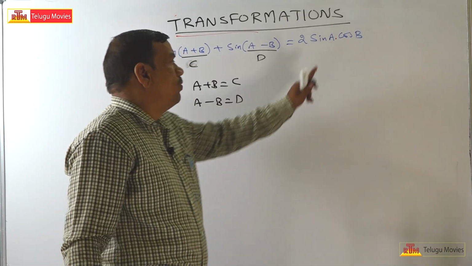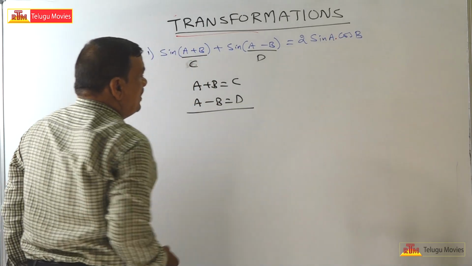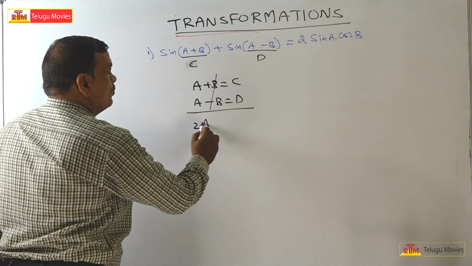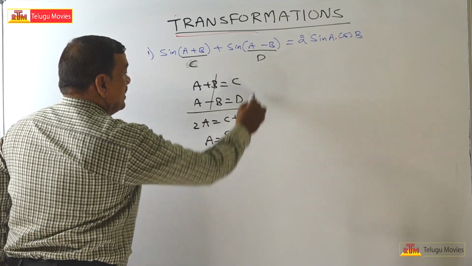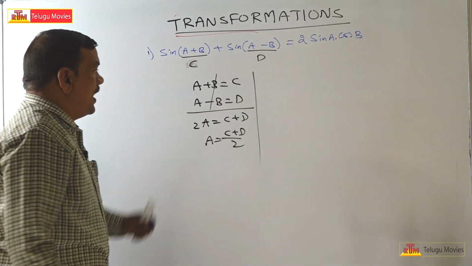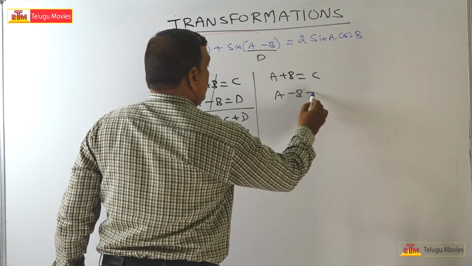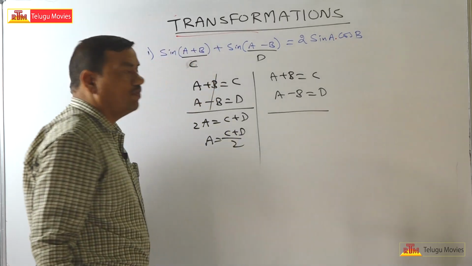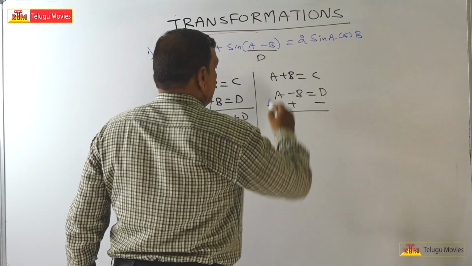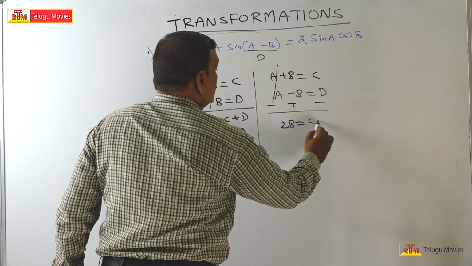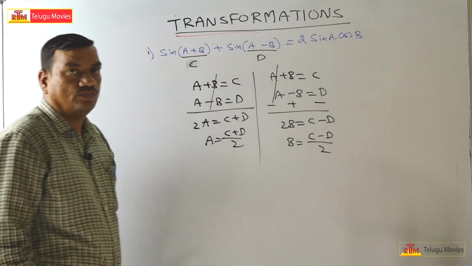Now what about the A value, what about the B value? If you want to get the A value, just add these two equations: 2A is equal to C plus D, so A is equal to C plus D upon 2. Again take A plus B is equal to C and A minus B is equal to D. If you want the B value, just subtract. Cancellation, 2B is equal to C minus D, so B is equal to C minus D upon 2.